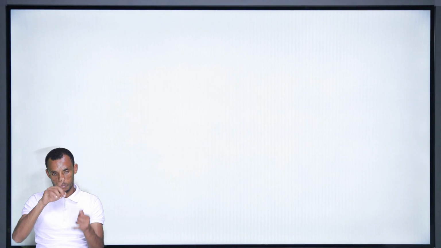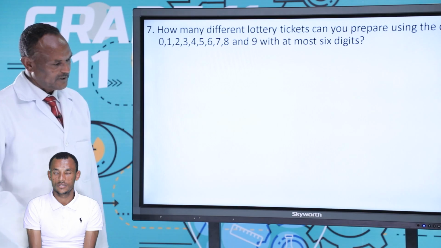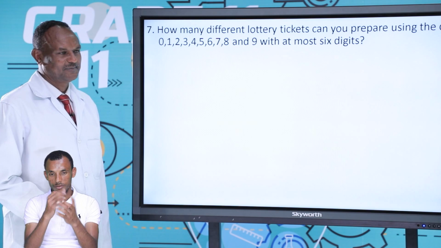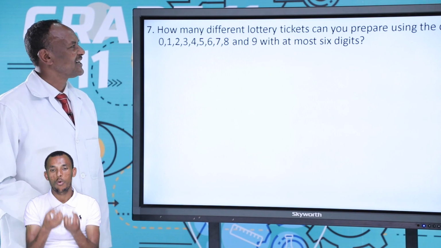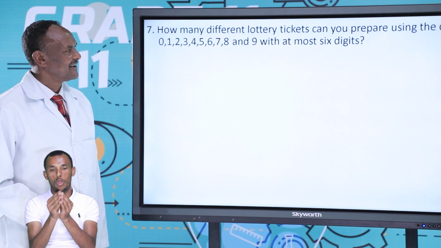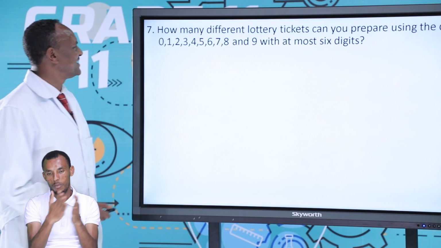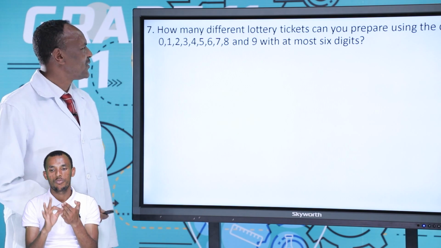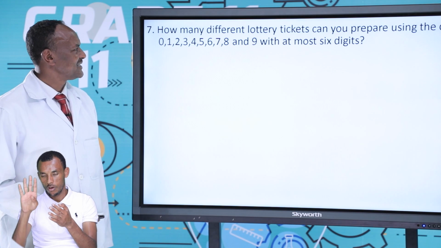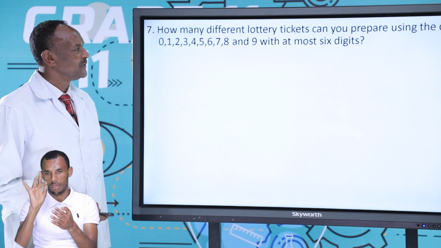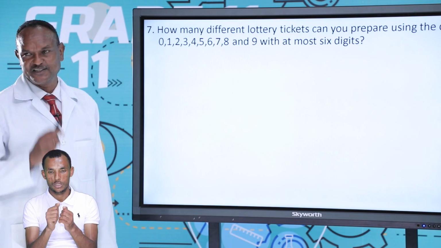Last question, I will give us the following one. Try to do question number 7. How many different lottery tickets can you prepare using the digits 0, 1, 2, 3, 4, 5, 6, 7, 8, and 9 with at most 6 digits?